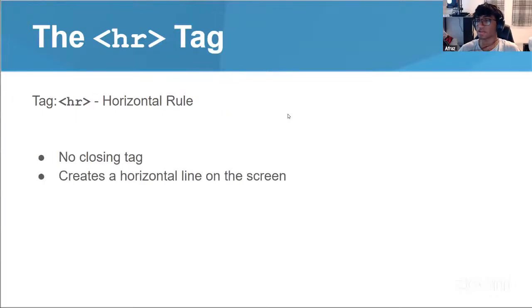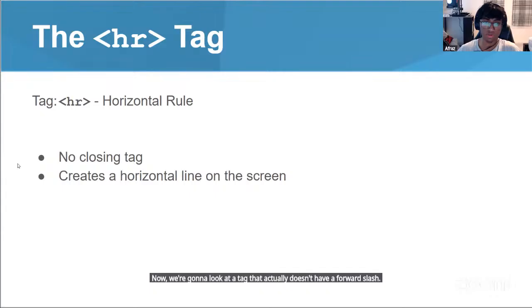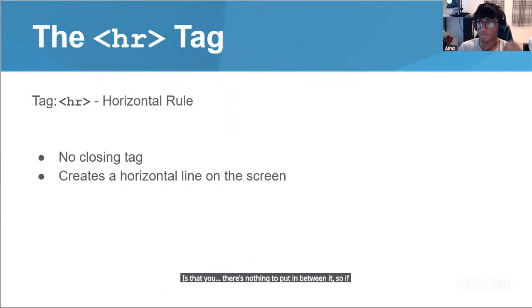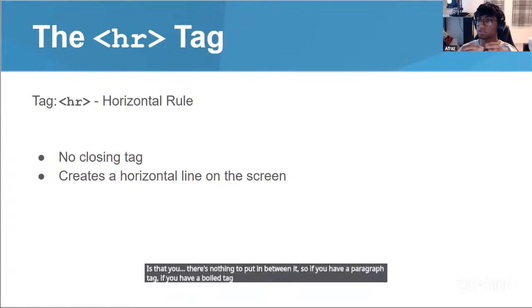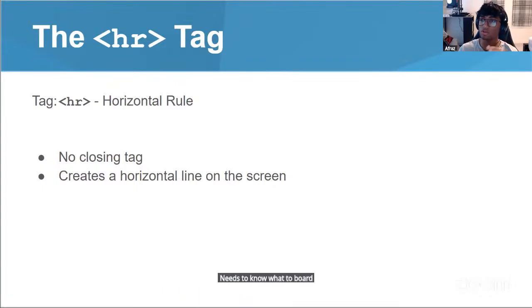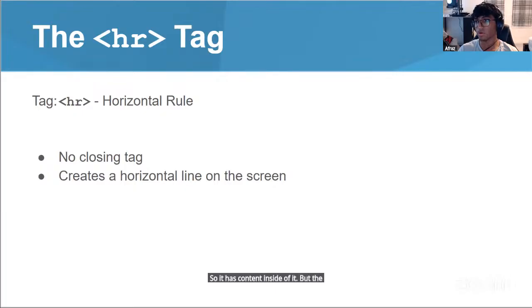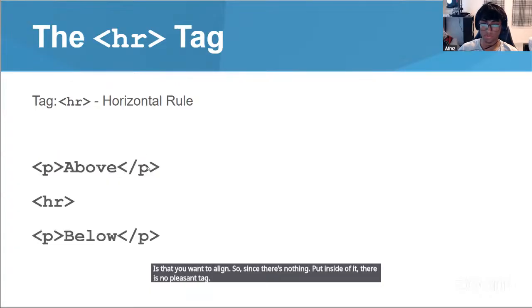Now we're going to look at a tag that actually doesn't have a forward slash. So there's no closing tag, and that is the horizontal rule. All this does is create a horizontal line, right? And the reason this doesn't have a closing tag is that there's nothing to put in between it. If you have a paragraph tag or a bold tag, HTML needs to know what to bold and what to put in the paragraph, so it has content inside of it. But the HR tag has no content inside of it. All you're saying when you have an HR tag is that you want a line. So since there's nothing to put inside of it, there is no closing tag, and all it does is create a horizontal line on the screen.